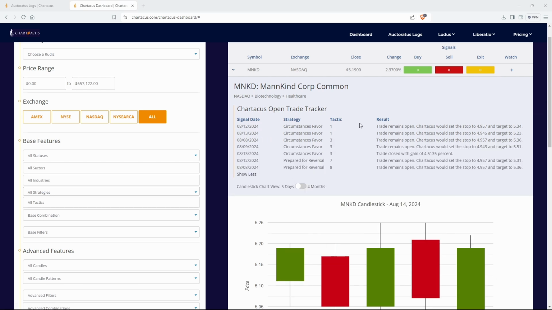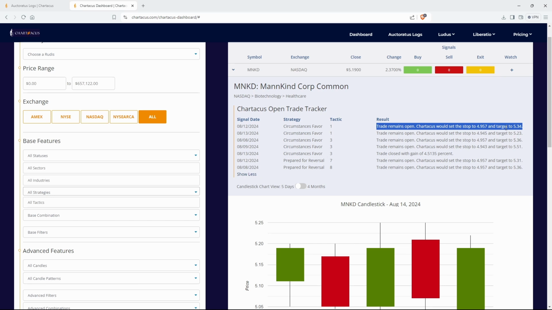The first one on the list is an existing trade from August 12th, and it says trade remains open. Chartacus would set the stop to $4.95, almost $4.96, and the target to $5.34. That's an indication Chartacus is adjusting its target and stop loss. So if you're following Chartacus's trade management, then you must adjust your own as well.